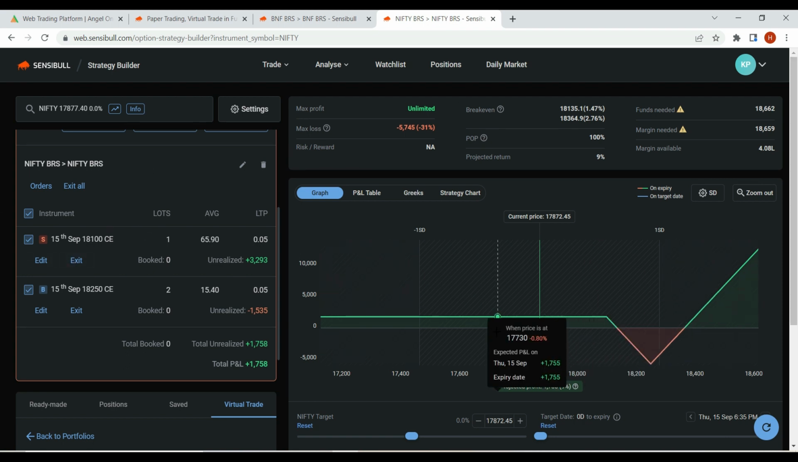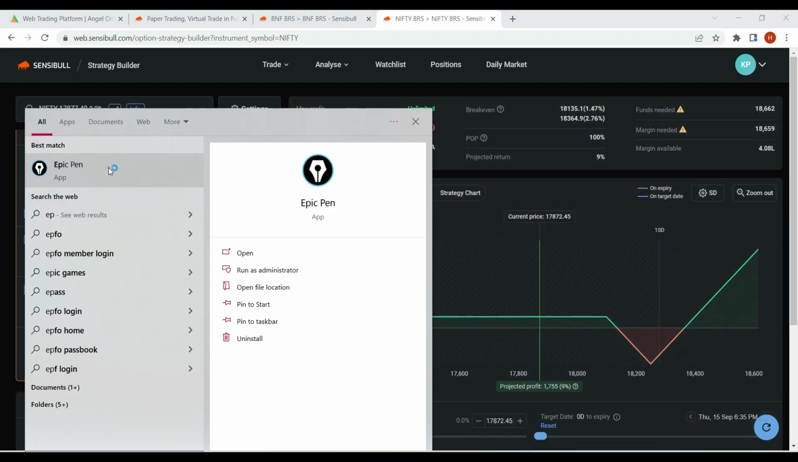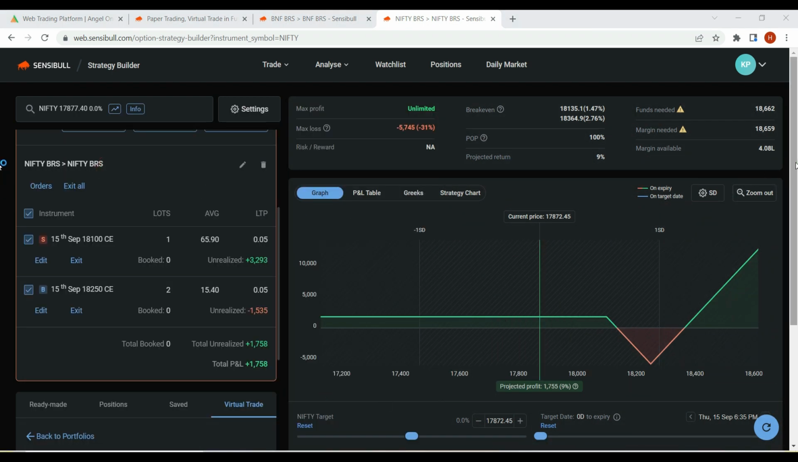Okay, market was standing somewhere. Let me take the epic pen. Sorry friends, this is what I tend to forget every time. Okay, so when I deployed the trade, let me show you, the market was standing somewhere here.